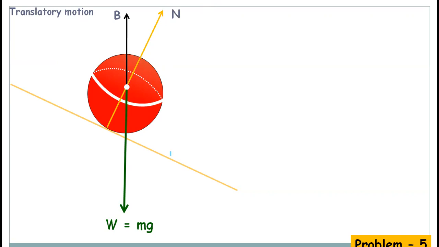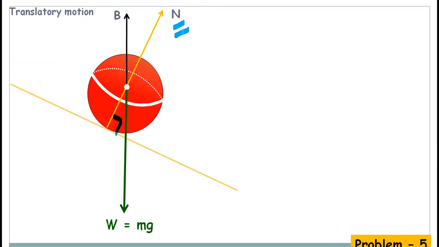Here it is the inclined plane. The reaction force is perpendicular to the surface of the inclined plane. Another name for perpendicular is normal. That is why the reaction force I'm going to call as normal reaction.